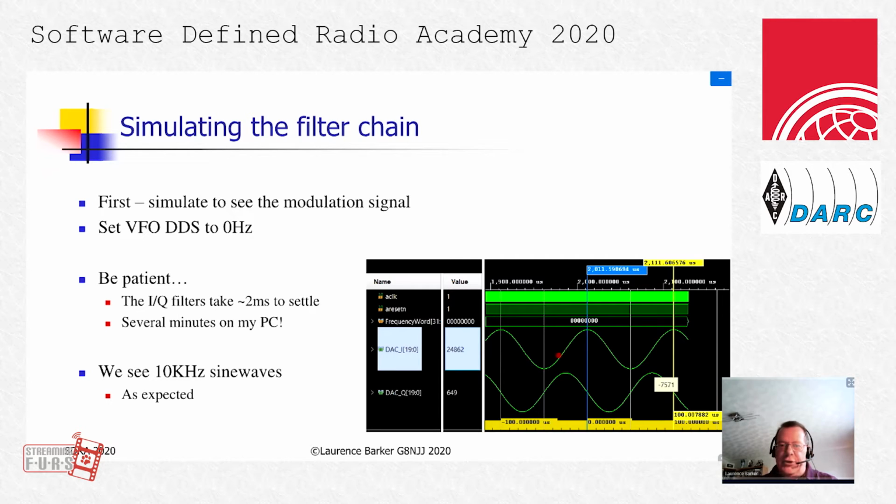You need to be patient. The filters have a settling time of about 2 milliseconds, and to calculate 2 milliseconds of simulation takes several minutes on my PC. But after those several minutes, we get our sine waves out, and there we are. We've got the I and the Q signal ready to go to a D to A converter.